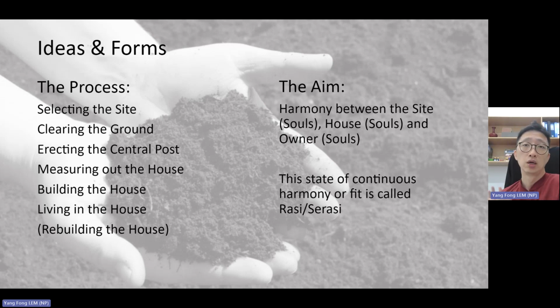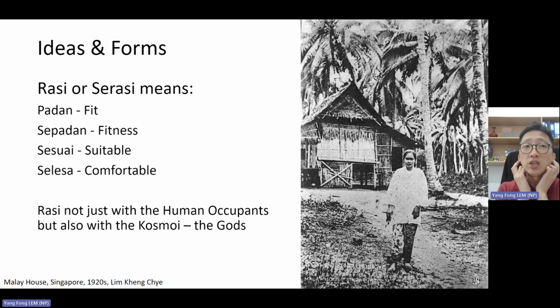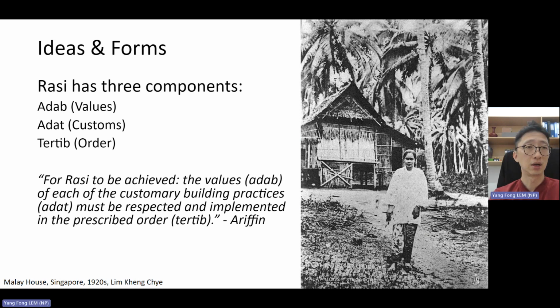So the aim is a harmony between the site, the house, and the owners, right? And this state of continuous harmony or fit is called the rasi or the sarasi, which means fitness, suitability, comfortable, right? Padan, sepadan, sesuai, selasi, which is comfortable. So rasi is not just comfort for the human occupants, but it also means harmony with the cosmos, the bigger cosmological context of the house, right? It has three components: values, customs, and order. So for the rasi to be achieved, the values of each of the customary building practices must be respected and implemented in the prescribed order.